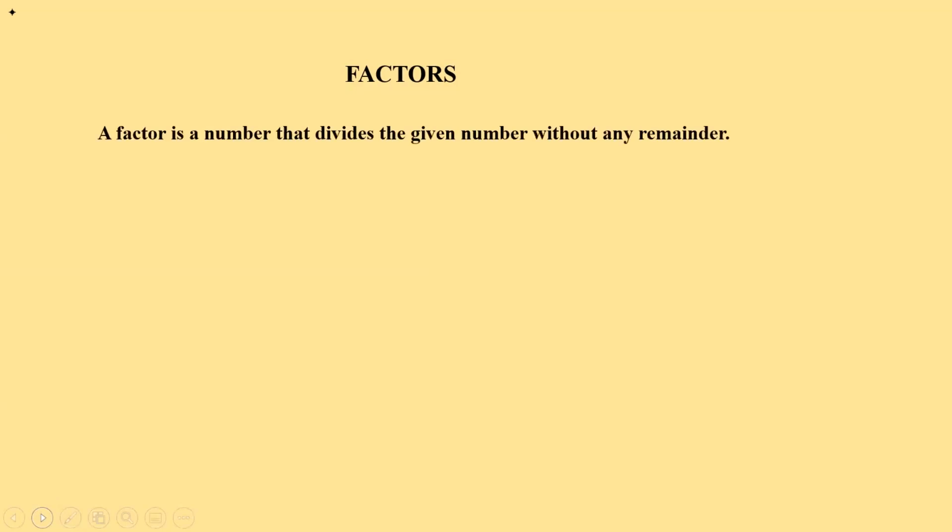First of all, let's try to understand what a factor is. A factor is any number x that will completely divide a number n without giving any remainder, or simply, the remainder should be 0. In that case, I can say that x is a factor of the number n.